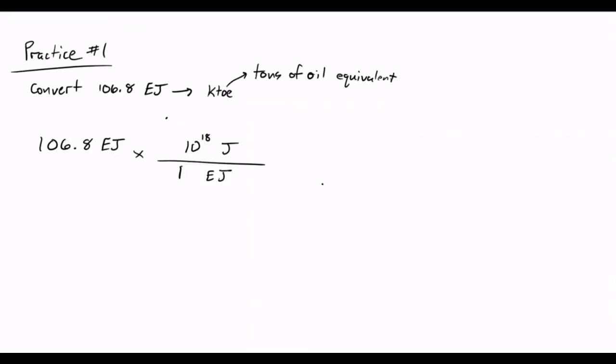But we need gigajoules, right? So now we're going to multiply by 1 again. But we need joules to be on the bottom. So we know that there are 10 to the 9th joules in 1 gigajoule. So again, we've multiplied by 1, where now this joule cancels out with this joule, and exajoules is canceled, so our current unit is gigajoules.